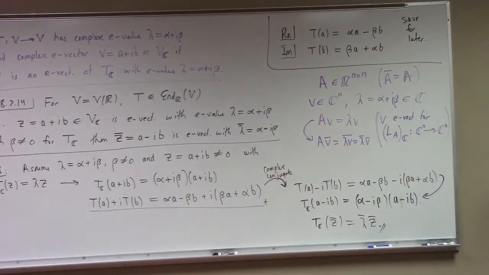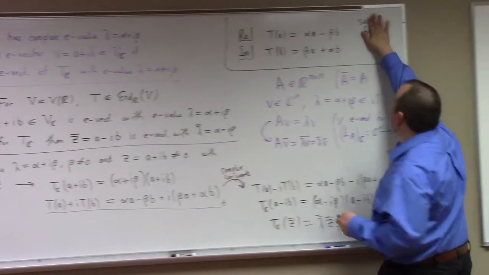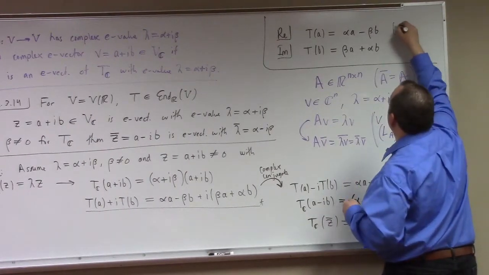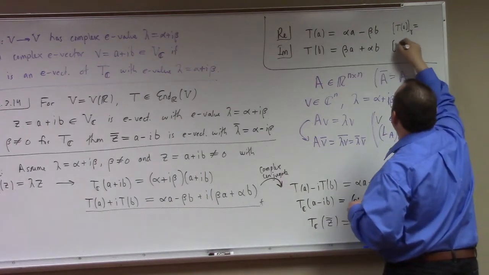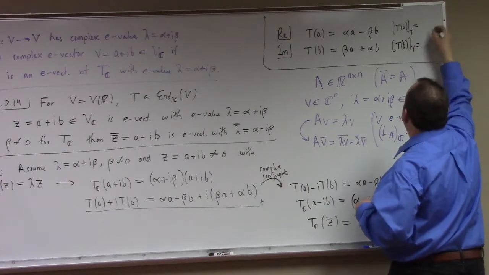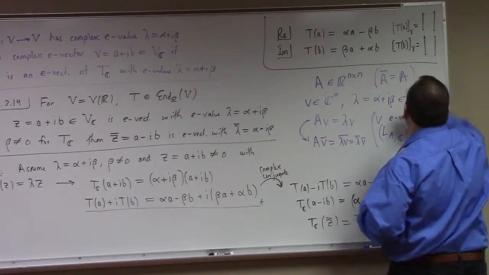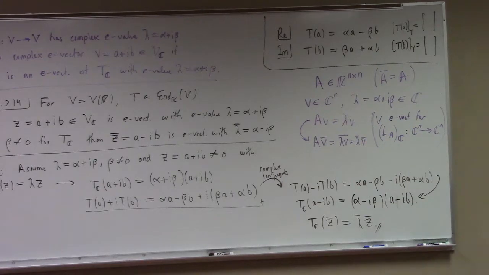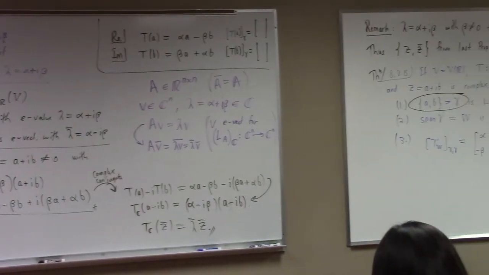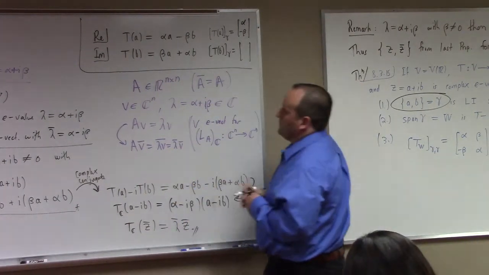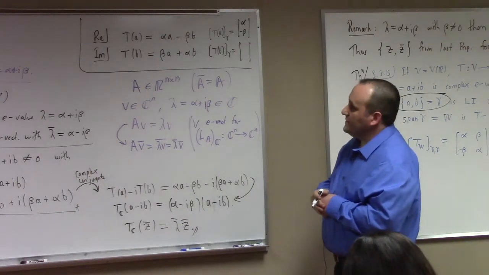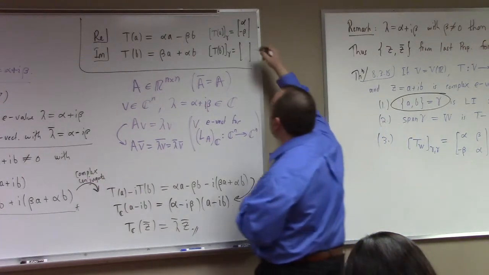And what does this mean? This says that the gamma coordinate of TA is what? And what's the gamma coordinate of TB? If gamma, again, is this right here, A comes first, B comes second. So if I have alpha A minus beta B, the coordinate vector is alpha, minus beta. And if I have T of B is beta A plus alpha B, the coordinate vector is beta, alpha.